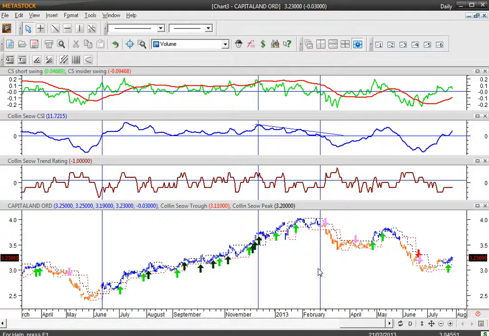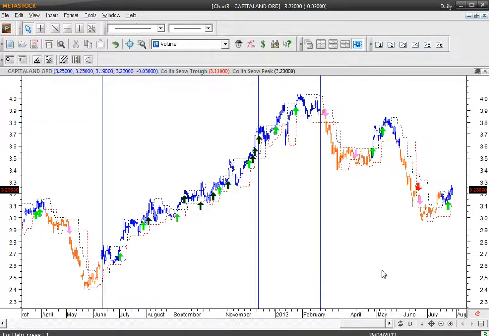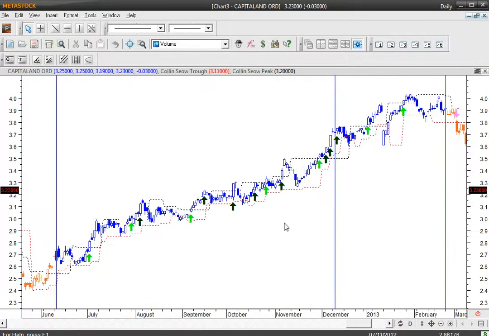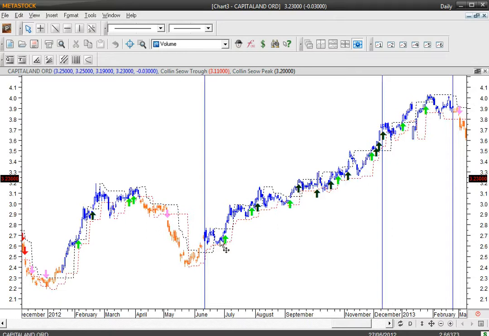Another way to exit is to look at the peak and trough line. The peak and trough line is like the support and resistance line. The resistance line is the dotted black line, and the support line is the dotted red line. So we can see from here, as the price is going higher, the dotted red line traces, or acts as, a trailing stop loss on the price.